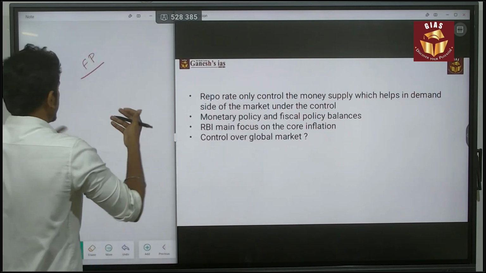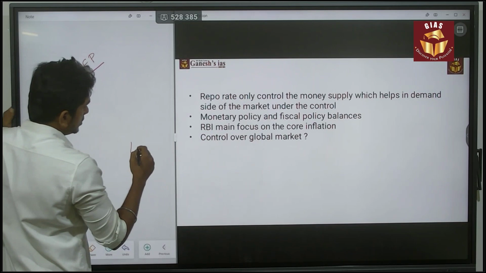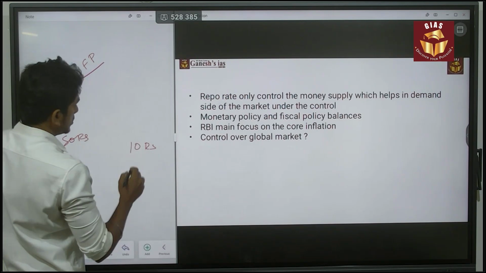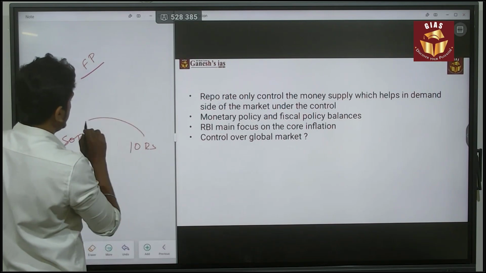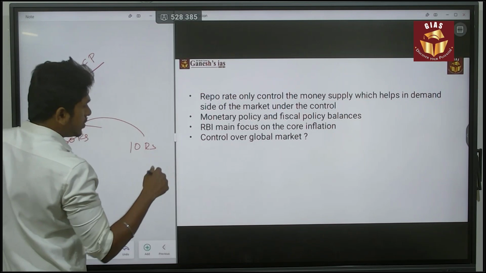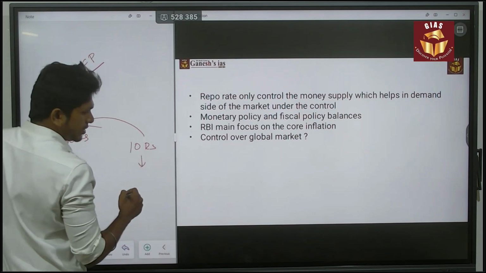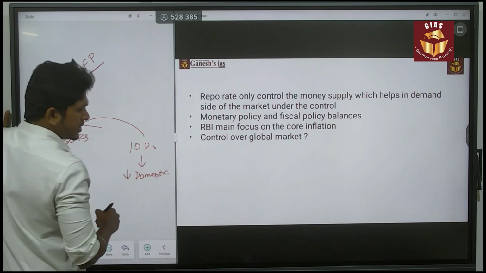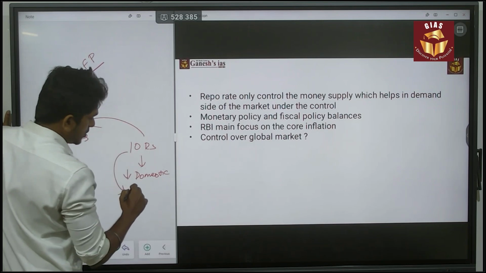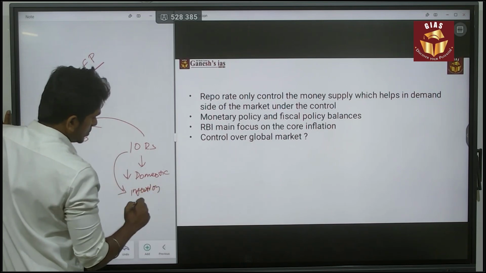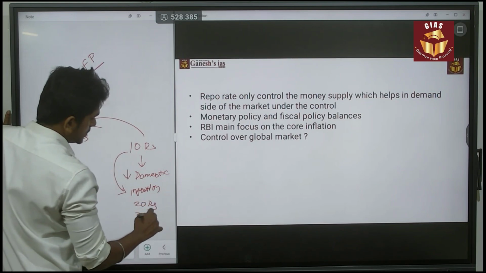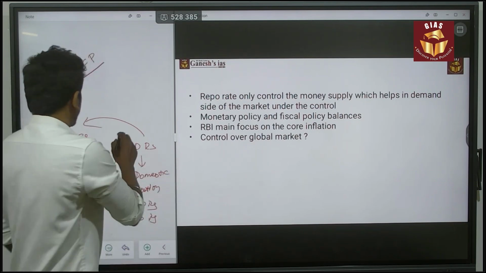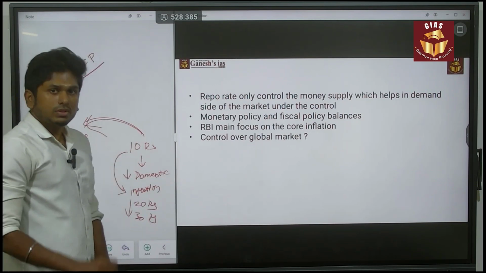For example, I will explain it. In the domestic market, the price of potato is 10 rupees. In the global market, it is 50 rupees. So obviously the farmers will try to export it. If they export it, there is a reduction in supply to the domestic market. Domestic supply is going to reduce, and that leads to inflation. The price increases to 20 rupees, 30 rupees. In such a way, inflation will happen. In that scenario, how can the RBI control the export of products? That is also a major issue.